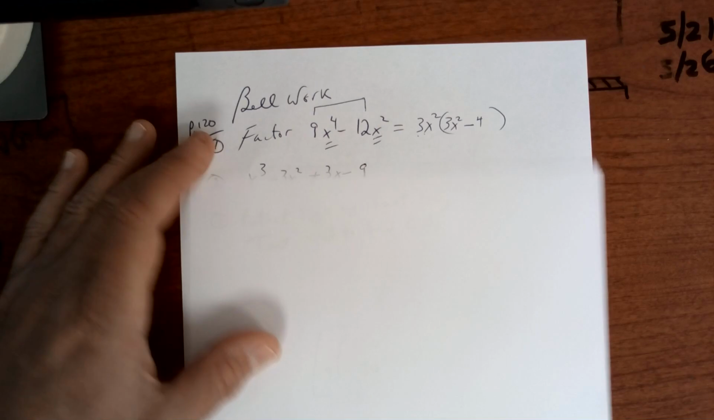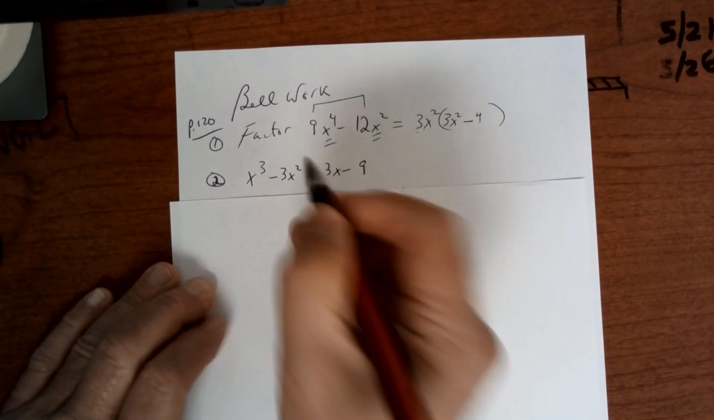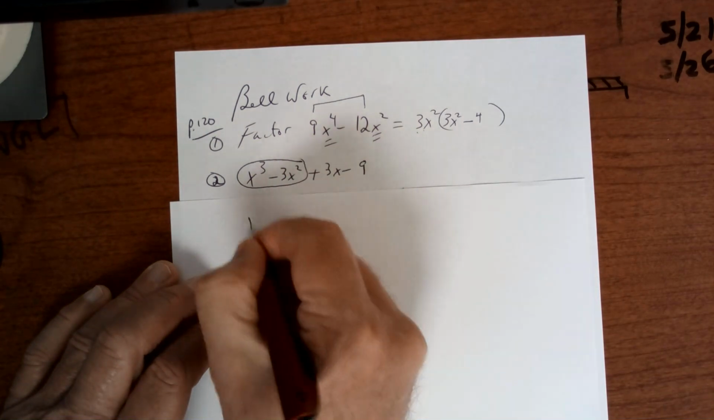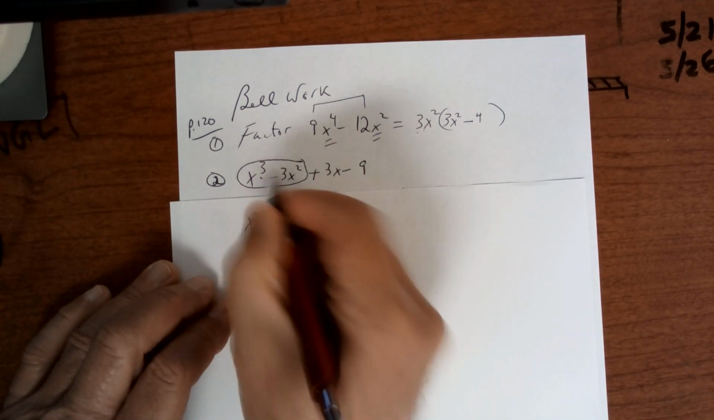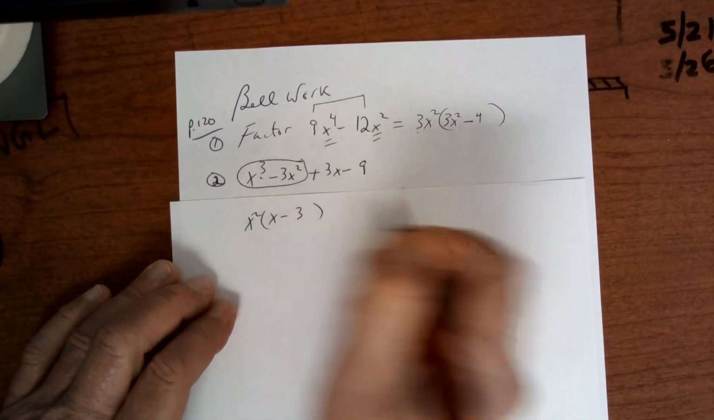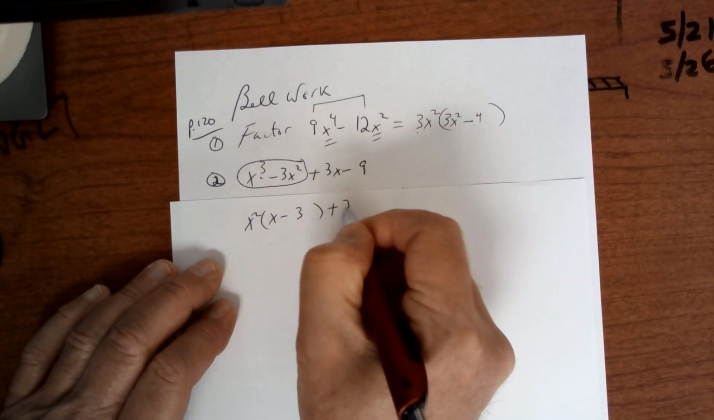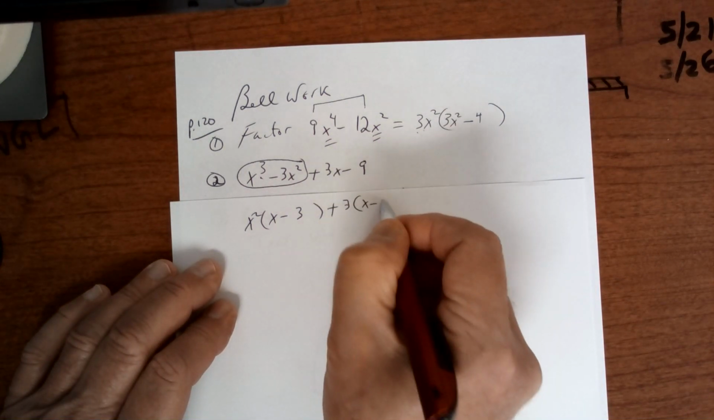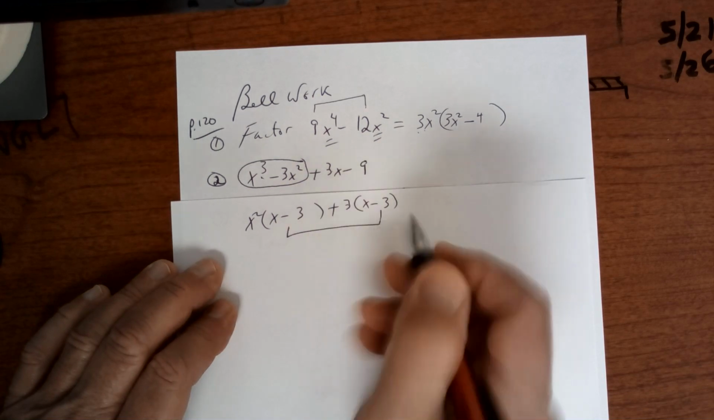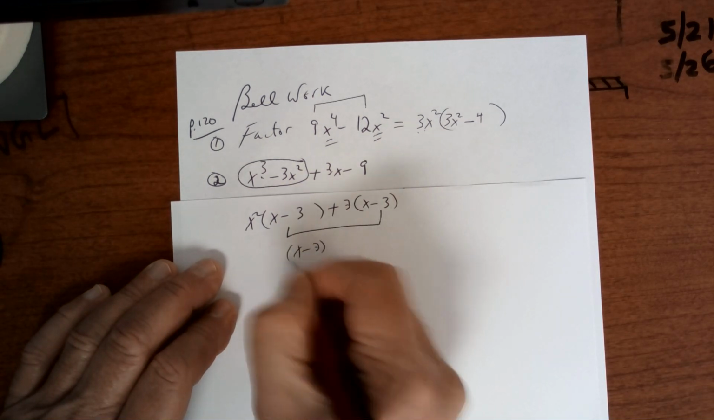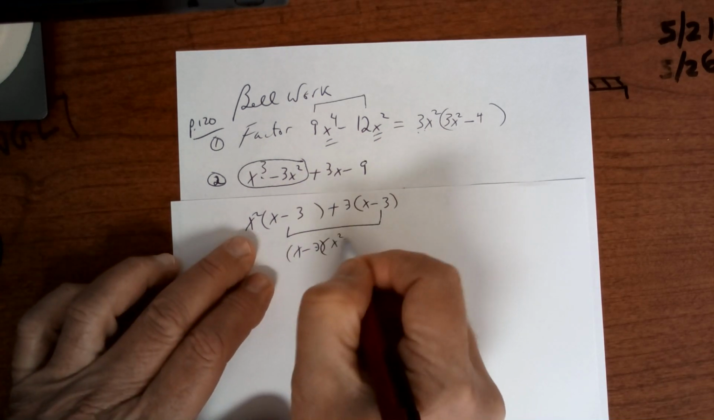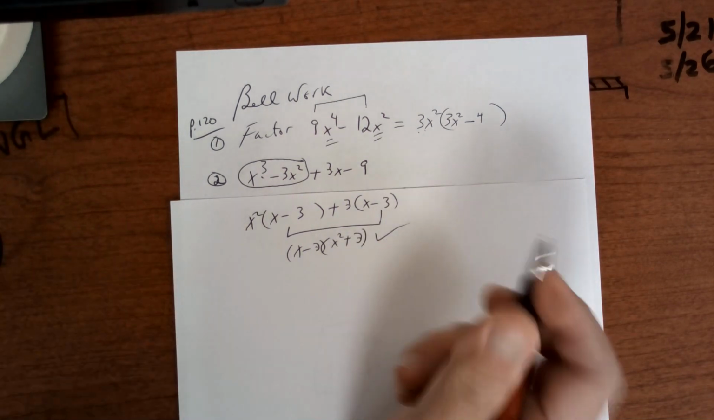Okay, let's go on. This one right here is group factoring. You're going to pull out an x squared. When you take 2 out of here, you're left with 1 minus 3. This one you're going to take out a 3, and you're left with x minus 3. These are the same, so you're going to get x minus 3 times x squared plus 3. And that's called group factoring.